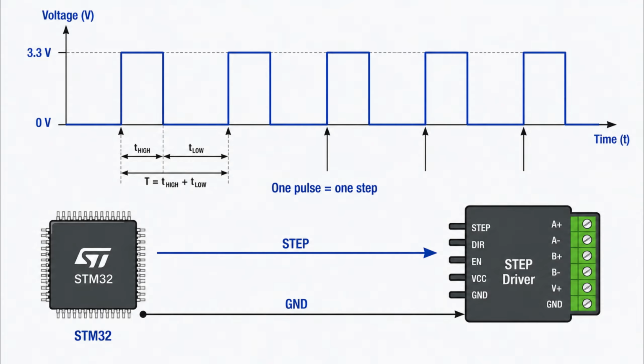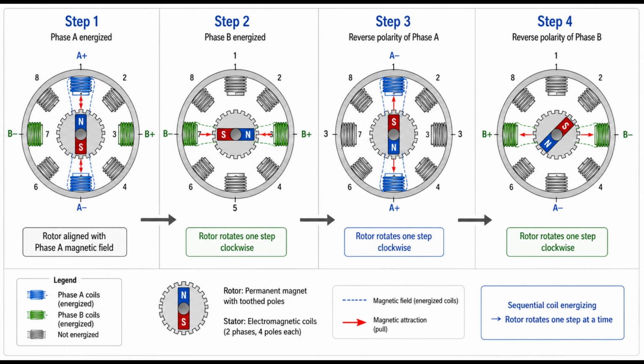This is the core idea behind stepper motor control. Inside the stepper motor there is a rotor and a stator. The rotor is the part that rotates. Usually it contains permanent magnets. The stator is the fixed part around the rotor. It contains electromagnetic coils. When the driver energizes different coils in sequence, the magnetic field changes position. The rotor follows this change in magnetic field step by step.